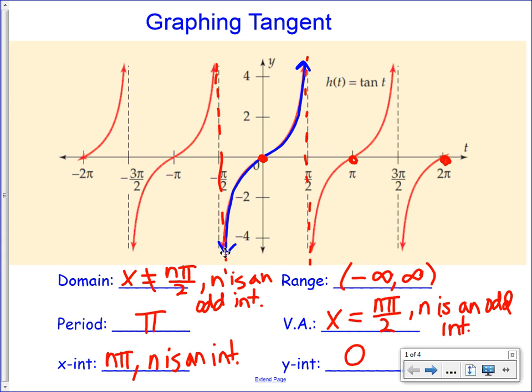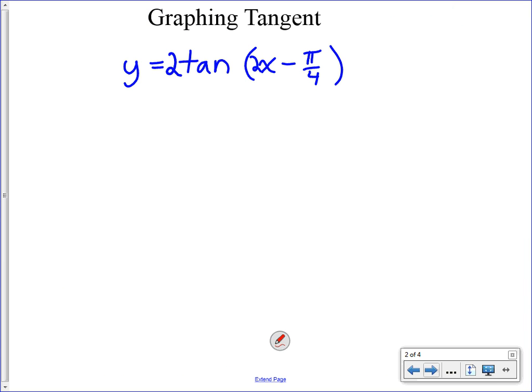So we're going to start with the fact that our vertical asymptotes are at negative pi over 2 and pi over 2. Okay, so you want to remember this. And we're just going to call this our left VA and right VA. Okay, so remember for the parent function, the left VA is at negative pi over 2 and the right VA is at pi over 2. Okay, that's going to be important when we get to our example. Okay, so let's say we want to sketch this graph. Y equals 2 times tangent of 2x minus pi over 4.